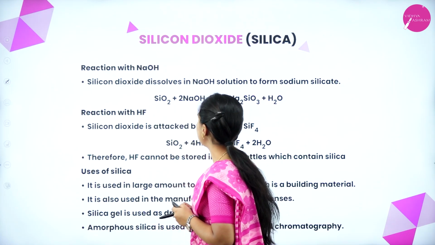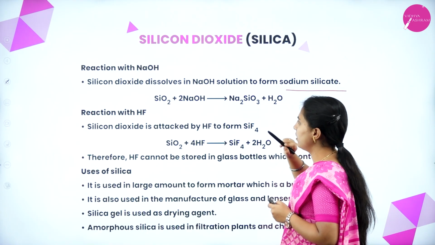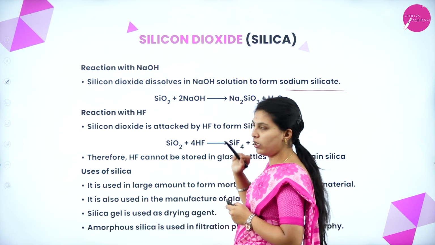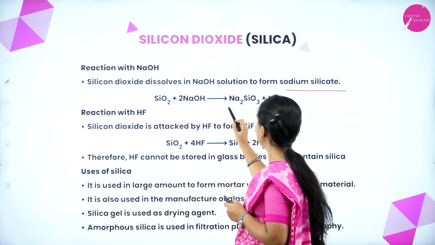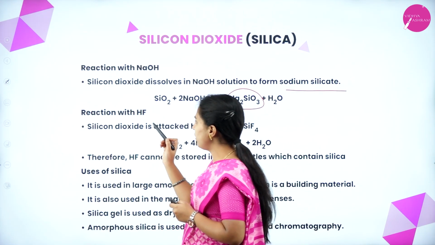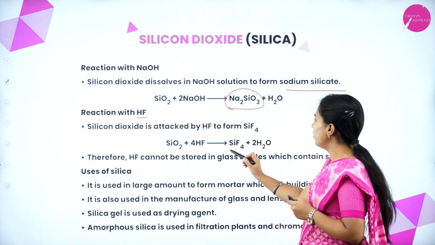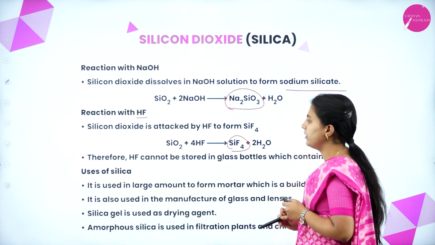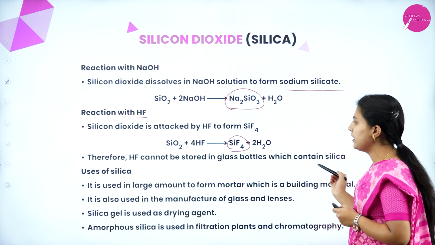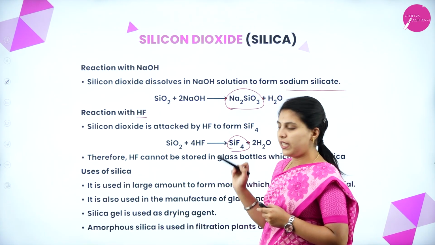Next, reaction with NaOH, that is sodium hydroxide. Silicon dioxide dissolves in sodium hydroxide solution to form sodium silicate. See here, when silicon dioxide is treated with a base called sodium hydroxide, it forms sodium silicate and a water molecule. When reacted with hydrogen fluoride, silicon fluoride will form. Therefore, HF cannot be stored in glass bottles which contain silica.